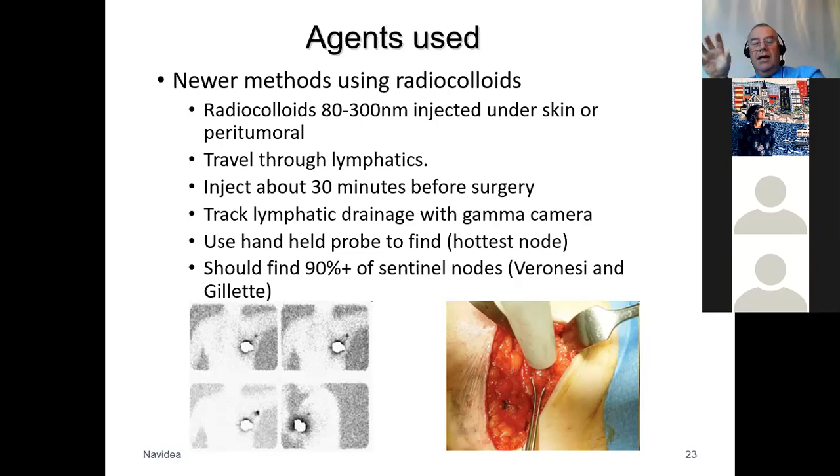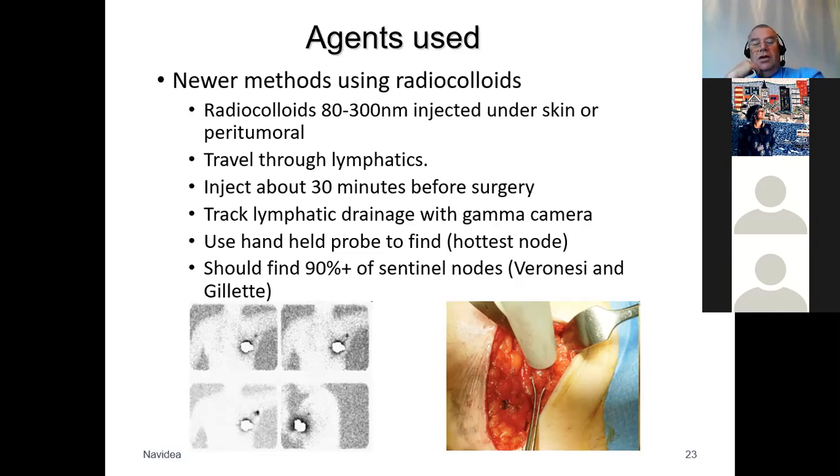You inject this, as I said, in the tissues around or even just above the tumor, which you can do in the breast. You don't need to go deep. And it's picked up by the lymphatics, which run under the skin. For the breast, you can do it about 30 minutes before surgery, as you can for limb melanoma. Trunk and head and neck melanoma may need to be a lot earlier, 2 or 3 hours. You can track with a gamma camera and then use a handheld probe.